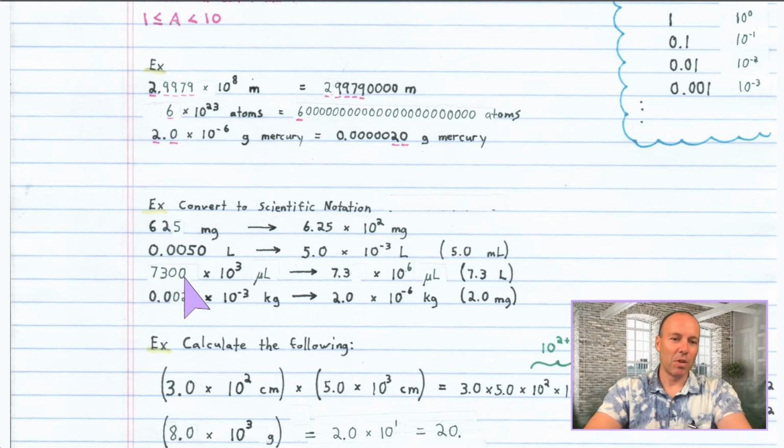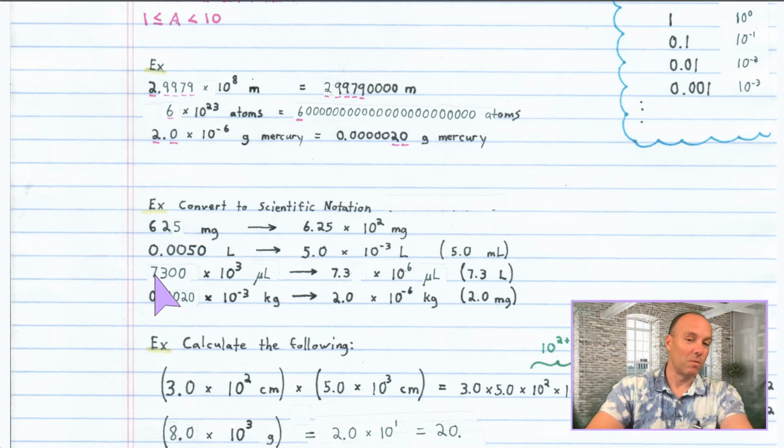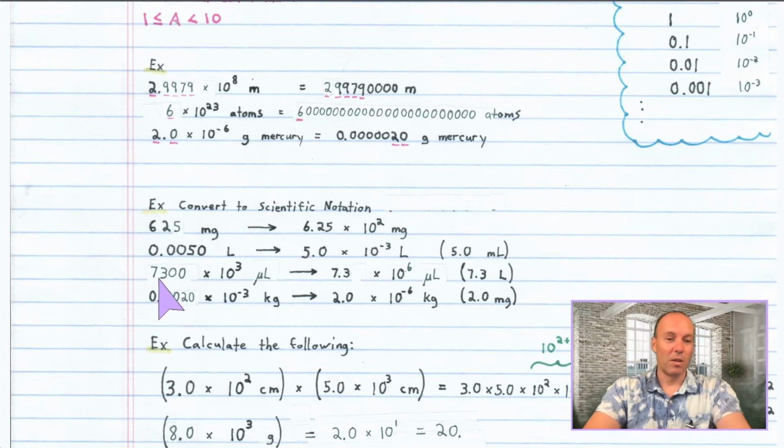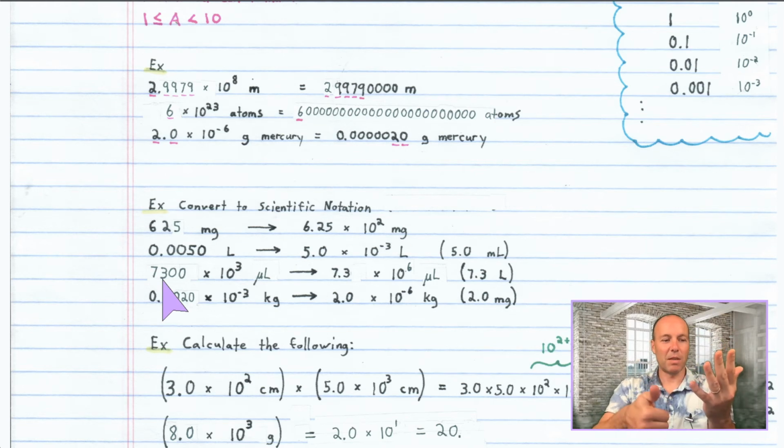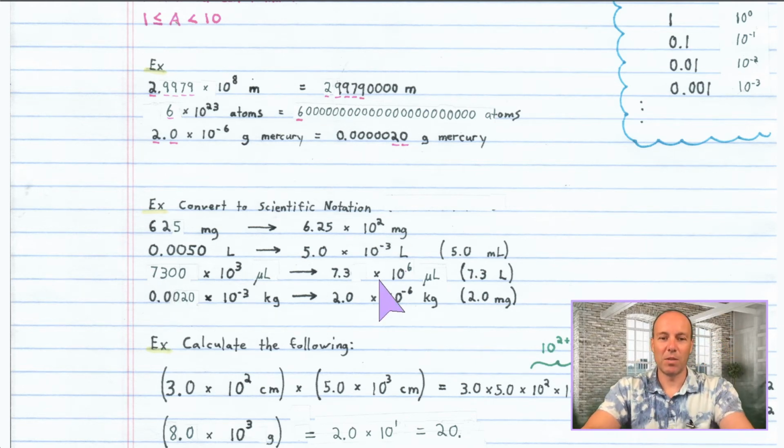So you have 7,300 and then times 10 cubed. But then 7,300 itself is 7.3 times 10 cubed. So you have 7.3 times 10 cubed and another 10 cubed. So that's 7.3 times 10 times 10 times 10 for the first 10 cubed, and then times 10 times 10 times 10 for the second 10 cubed. That's 10 times 10 times 10, 6 times. So that would be 10 to the 6. And then the units are microliters.